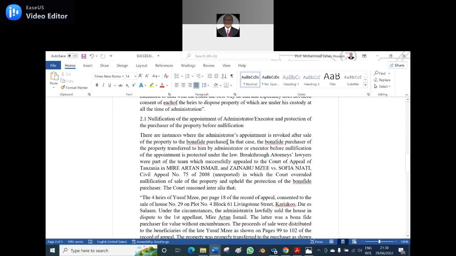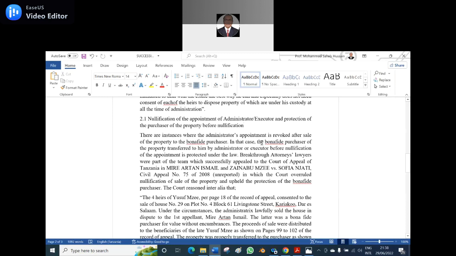So the second point, 2.1, is nullification of the appointment of the administrator or executor, and the protection of the purchaser of the property before nullification. Nullification of the appointment means he is no more an executor or an administrator. If before the nullification the sale of the property took place, it is protected, but after the nullification, naturally the property he could not deliver in the proper way.